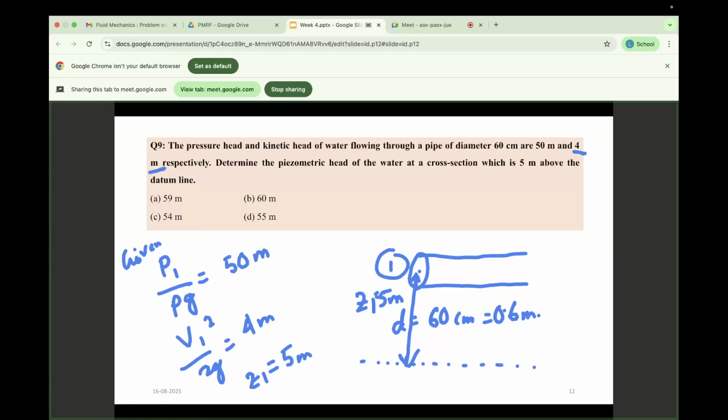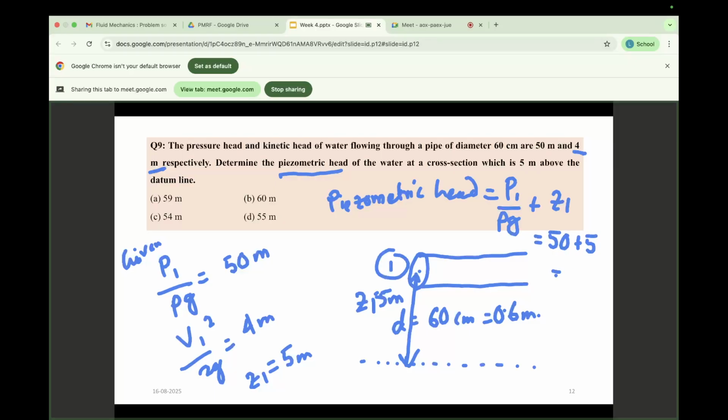Now up to this it is clear. So what is asked? The piezometric height. So I can write piezometric height equal to P1 by rho g, no velocity term should be there, plus Z1. So P1 by rho g is 50 plus Z1 is 5. So the answer is 55 meter. So the correct answer is option D. So is it clear?